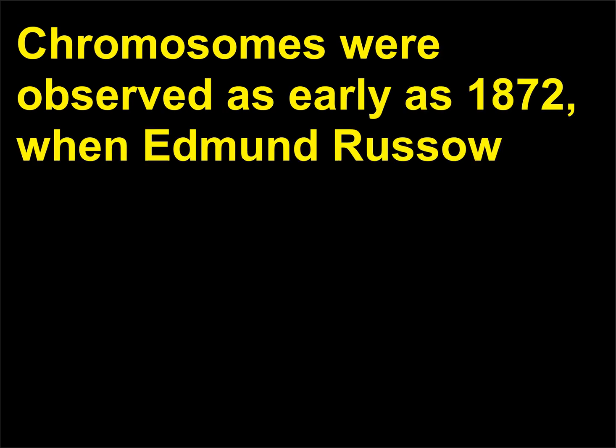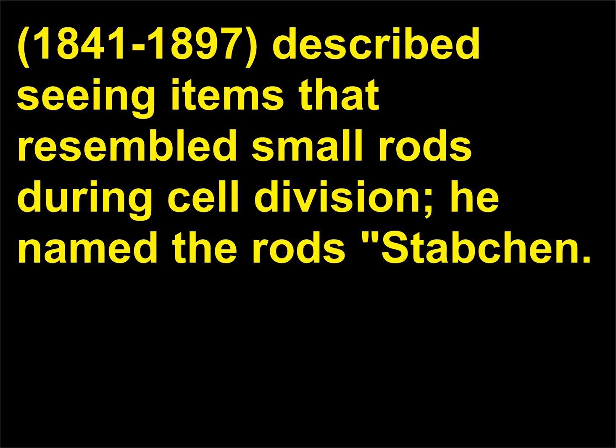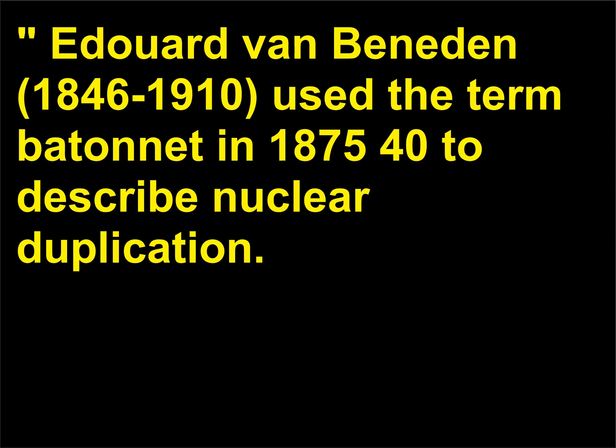Chromosomes were observed as early as 1872, when Edmund Russow, 1841 to 1897, described seeing items that resembled small rods during cell division. He named the rod Stäbchen. Edouard van Beneden, 1846 to 1910, used the term bâtonnet in 1875 to describe nuclear duplication.